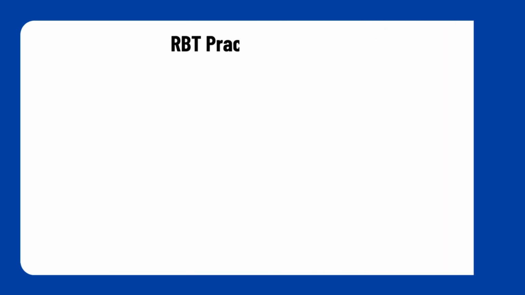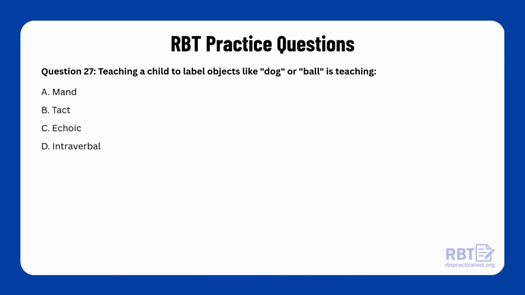Question number 27. Teaching a child to label objects like dog or ball is teaching A. Mand, B. Tact, C. Echoic, D. Intraverbal. The correct answer is B.